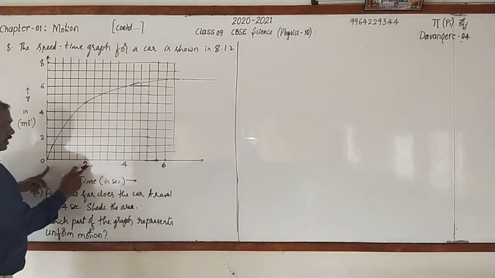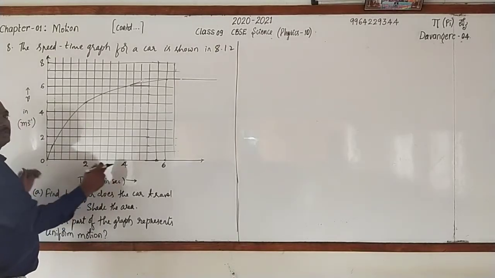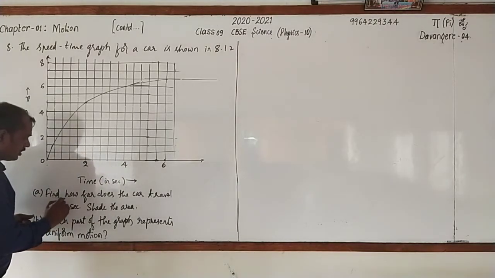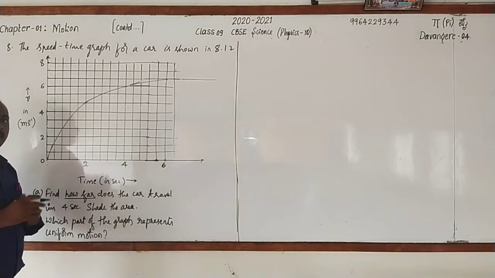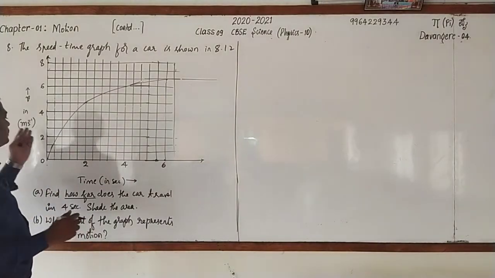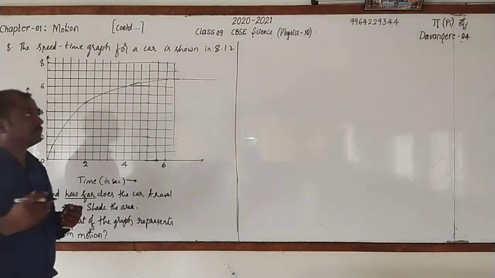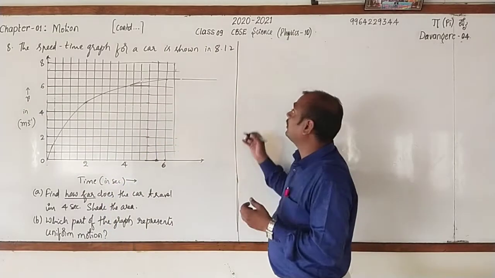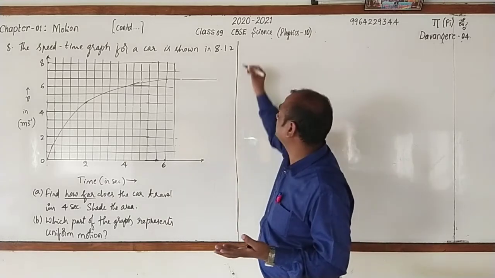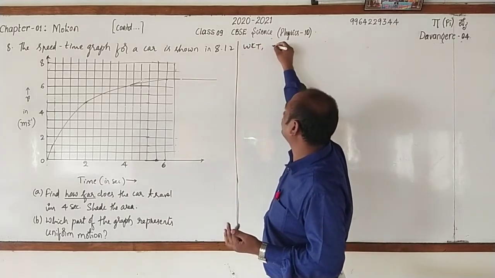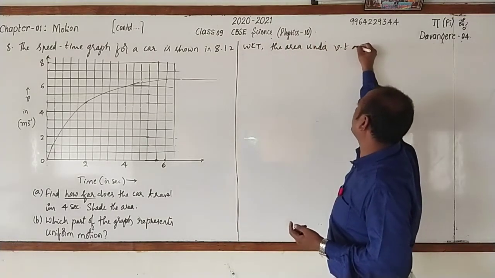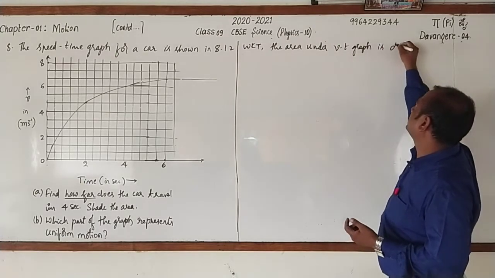Look here, time up to here is 2 seconds, up to here 4 seconds. How do you find out the distance traveled with respect to the VT graph? Dear students, we all know that the area under the VT graph is displacement, right? Here I am going to write it. We know that the area under the VT graph is displacement.